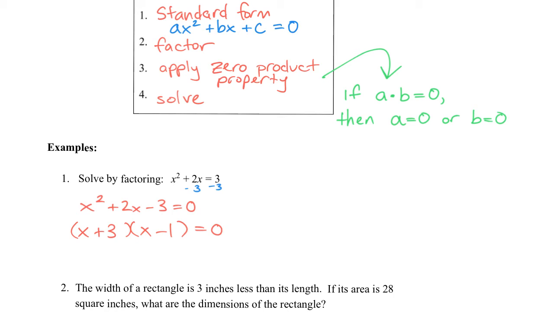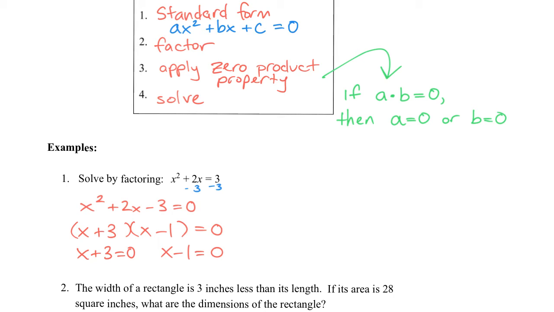So what does that mean for my polynomial? Well, here I have two things being multiplied together. X plus 3 is one of the things. X minus 1 is the other thing. And I'm multiplying them together and I'm getting 0. So that must mean X plus 3 is equal to 0 or X minus 1 is equal to 0. So what am I going to do? I don't know which one is equal to 0, so I'm just going to write it down as if both of them were.